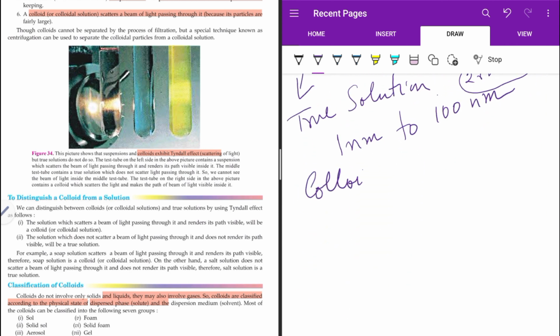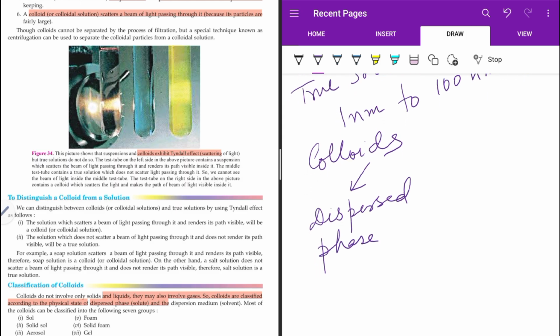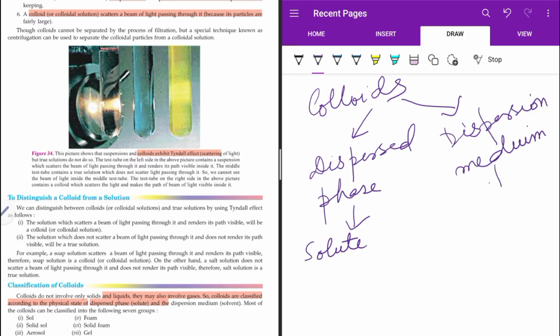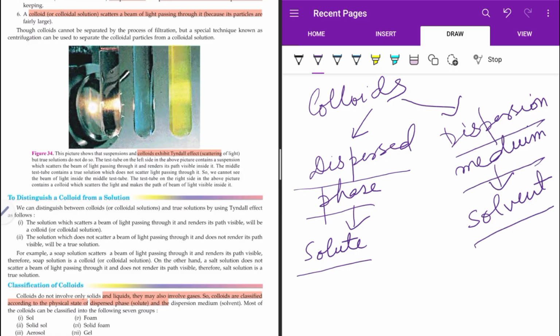In case of colloids, you have two things. One is the dispersed phase, and this dispersed phase is what? It is the solute particles, which is the dispersed phase, and the dispersion medium. The dispersion medium means the medium where the solute particles are dispersed. So we can say the solvent. So the dispersed phase is the solute in the colloid, the dispersion medium is the solvent in the colloid, and they have 7 groups. We can see 7 groups.